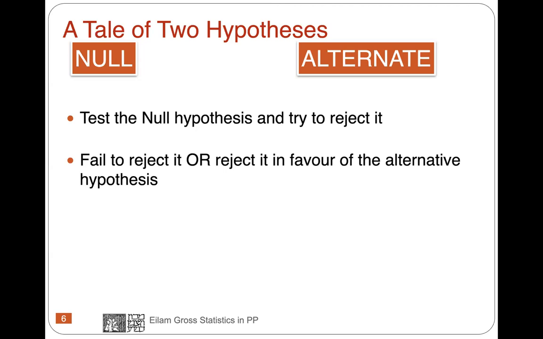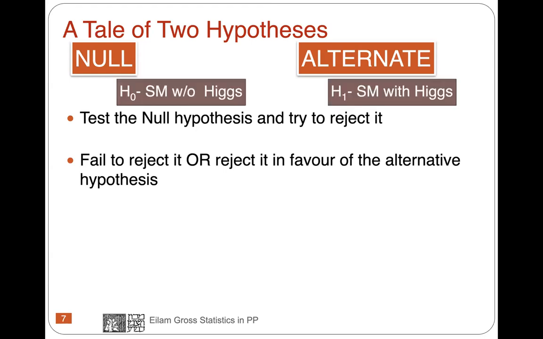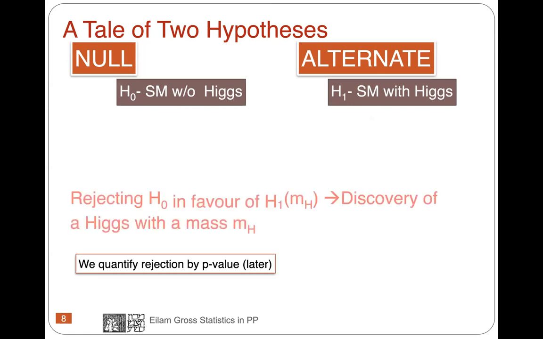We try to reject it and we either fail to reject it or we reject it in favor of some alternative hypothesis. So again, there are two possibilities: fail to reject it, or reject it in favor of the alternative hypothesis. If we define the null hypothesis H0 as the standard model without the Higgs, background only, and the alternative hypothesis H1 as the standard model with the Higgs, then if we reject the background hypothesis in favor of the H1 hypothesis, which is the background plus signal, this is what we call a discovery. Reject the background-only hypothesis in favor of a hypothesis of the Higgs with a mass MH plus the background.